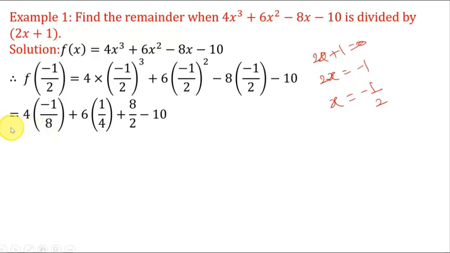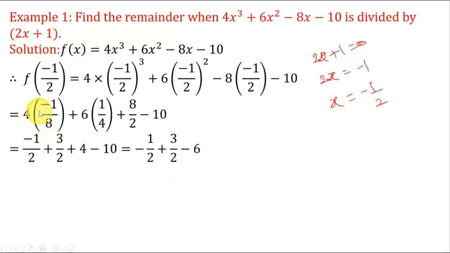Okay. Therefore, that's equals to 4 into minus 1 upon 2 whole cube means what? Minus 1 upon 8. Plus 6 into minus 1 upon 2 whole square means what? 1 upon 4. Plus, minus minus will become plus. Okay. Therefore, 8 into 1 is 8, 8 upon 2 minus 10. And then next simplification. 4 ones are 1 and 4 twos are 8. Okay. Here you will get here.